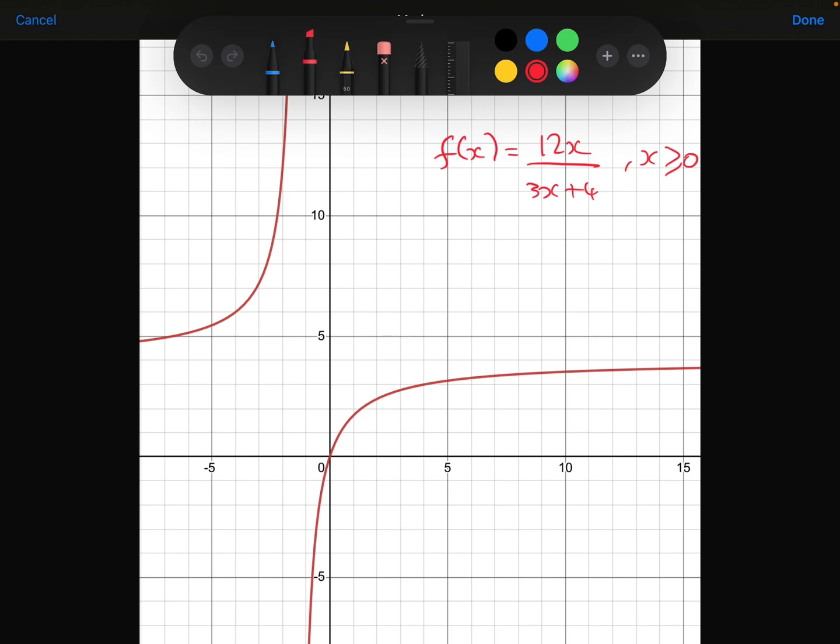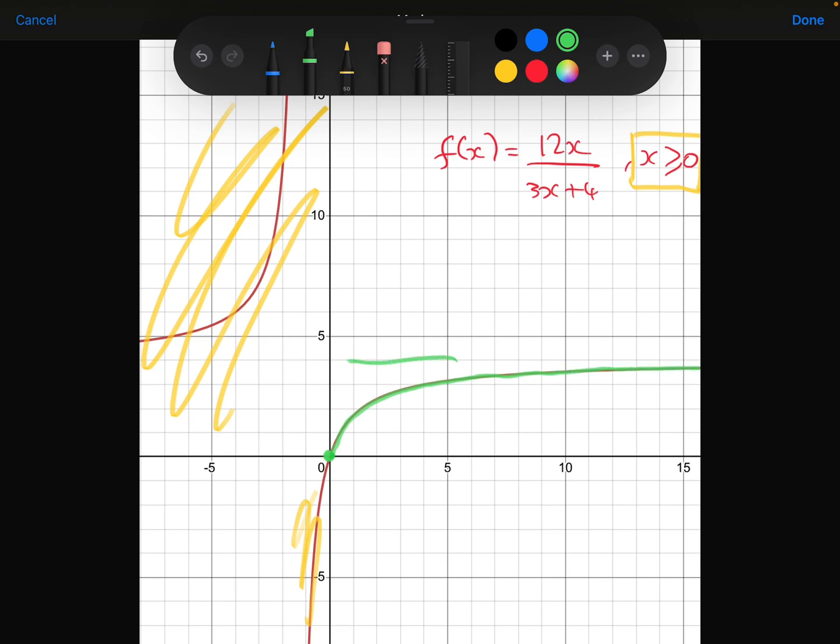Remember, it's the y values. And I'm only looking at the part of the graph where x is greater than or equal to 0. So I'm ignoring all of this and this. And we can see that when x is 0, y is 0. And we can see that it gets bigger and bigger. And we can see it's tending towards, we've got an asymptote here at 4.